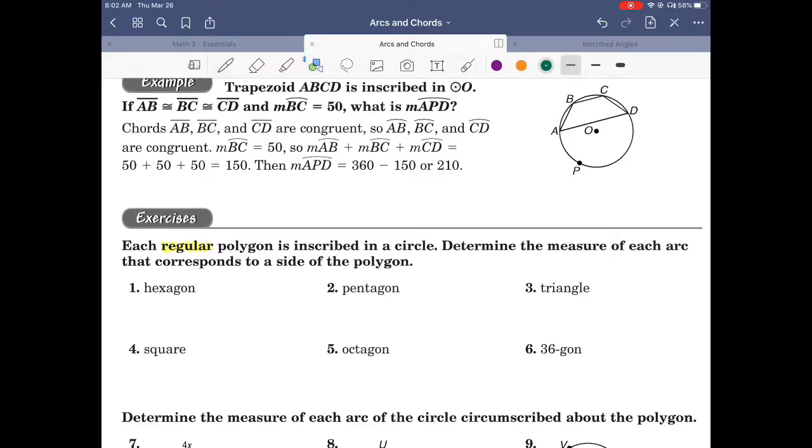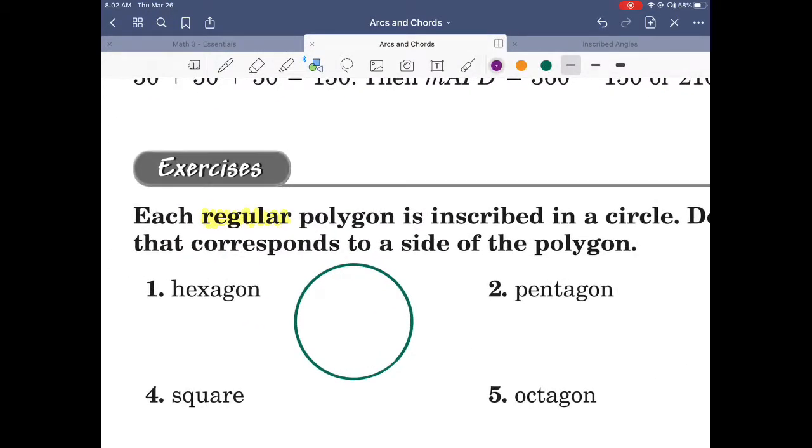All right, I'm going to do my best to draw this. So here's my circle. If we're doing a hexagon, remember hexagon has 6 sides. So 1, 2, 3, 4, 5, and 6. We're going to pretend that all of these are congruent and that all my vertices touch. If we want to know the measurement, the degrees of that arc, I notice that this hexagon split this circle up into 6 pieces.